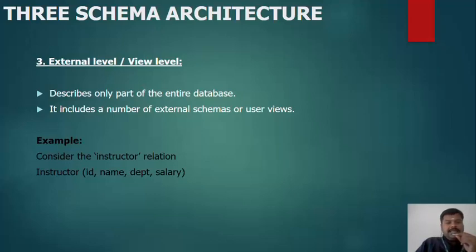Example, consider the instructor relation. The instructor is an object or entity, whereas in the brackets we have given ID, name, department and salary. These are the attributes which belong to the object or entity called instructor. Each and every instructor will have an ID, a name, a department which he or she belongs to, and the salary the instructor is paid monthly.